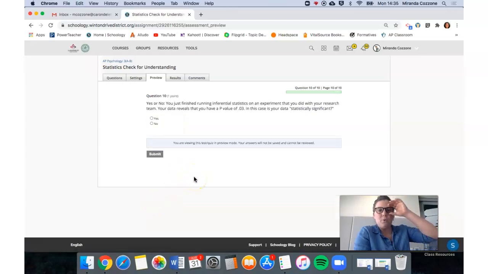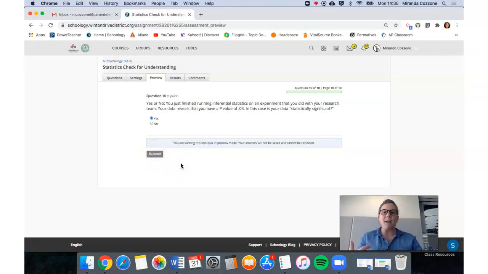Last one, yes or no? You just finished running inferential statistics on an experiment that you did with your research team. Your data reveals that you have a p-value of 0.03. In this case, is your data statistically significant? So remember, the threshold is really high, and you need to be at least 95% sure that your results are not due to chance, which means that you need a p of 0.05 or less. It's impossible to have a p of 0, but any p between 0 and 0.05 is statistically significant. So in this case, your answer is yes, it is statistically significant.